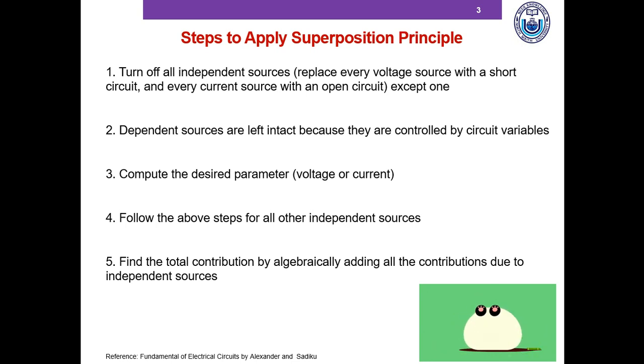Next, we compute the desired parameter, that is voltage or current, that we need to compute. And then we follow the above steps for all other independent sources and compute our desired parameter each time. Lastly, we find the total contribution by algebraically adding all the contributions due to the independent sources.